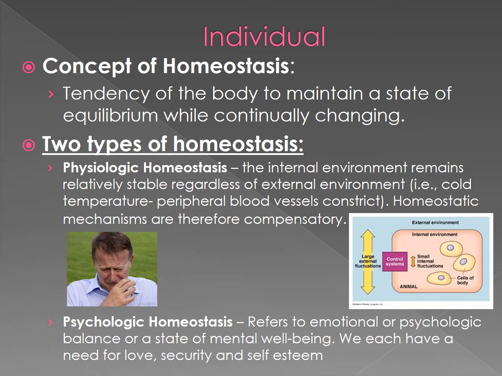So first, let's look at physiologic homeostasis. And this is the internal environment remains relatively stable regardless of external environment. For example, our temperature, even though we might be outside in colder weather or we might be outside in hotter weather, our body tries to regulate our temperature through peripheral blood vessel constriction or dilation. So its homeostatic mechanisms are therefore compensatory.